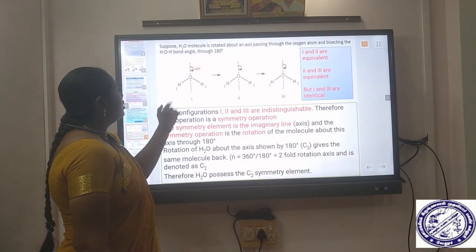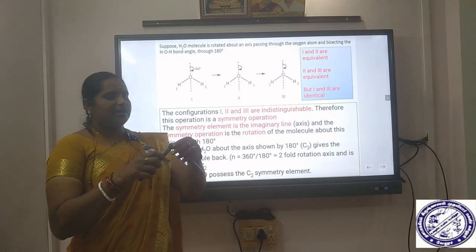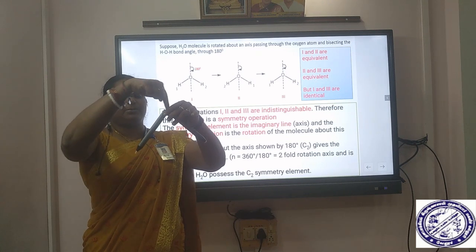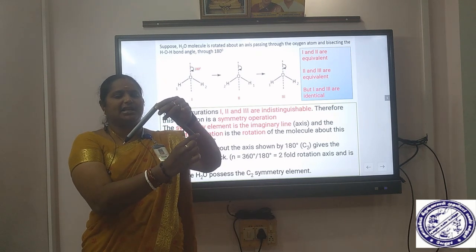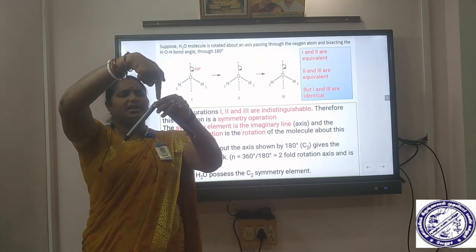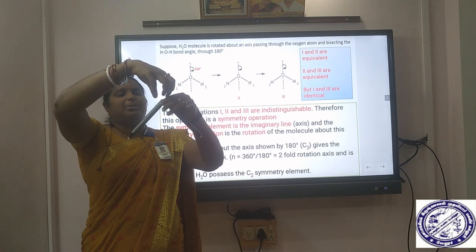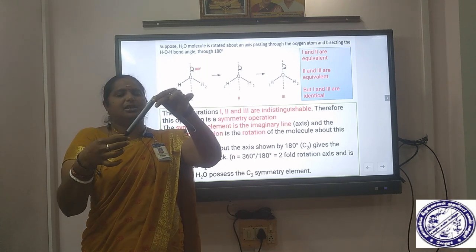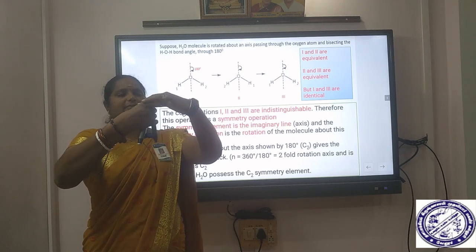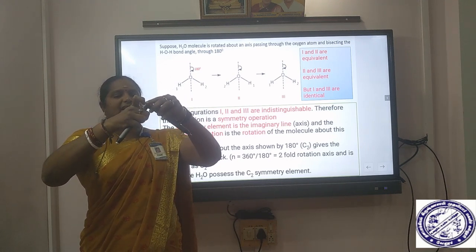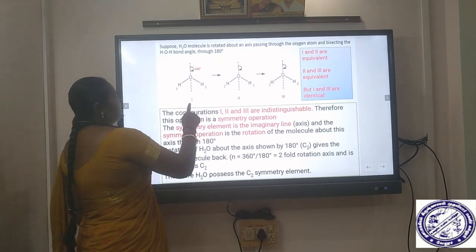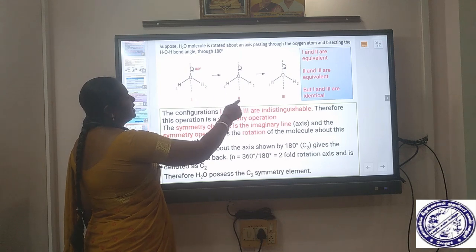For example, the water molecule is given here. Here is the oxygen, this is one hydrogen and this is another hydrogen. For the rotational axis, we will put the axis here. While performing the 180 degree rotation, this hydrogen comes here like this. So while performing the 180 degree operation, structures 1 and 2 will be equivalent.